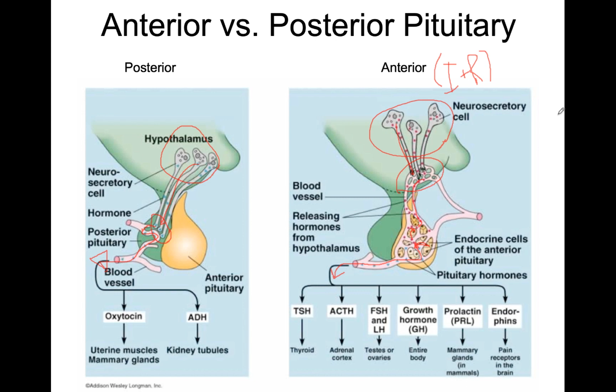Please make sure you understand the difference between secretion of hormones in posterior and anterior pituitary, as well as the names of the hormones they produce and their functions.